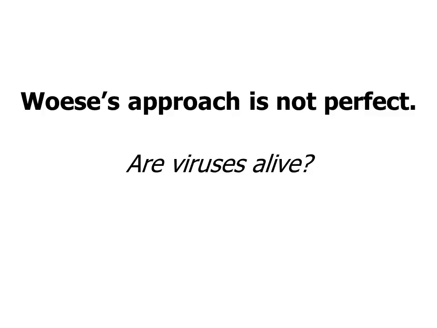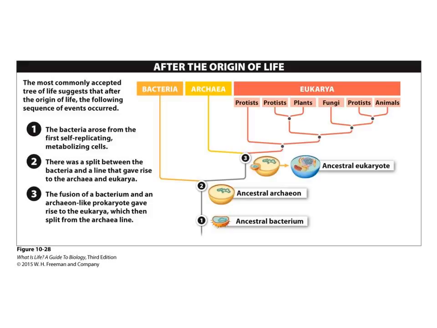But some scientists view viruses as living and want to put that into the tree of life. So we might see some large revisions happening to this 3-domain system in the future. But for right now, the most commonly accepted tree of life suggests that after the origin of life, the following sequence of events occurred. 1, bacteria arose from the first self-replicating metabolizing cells.